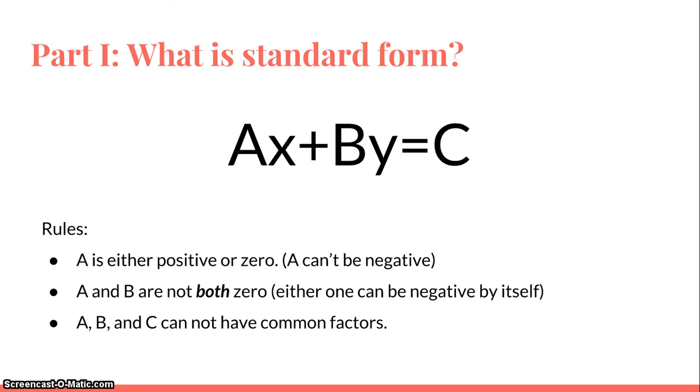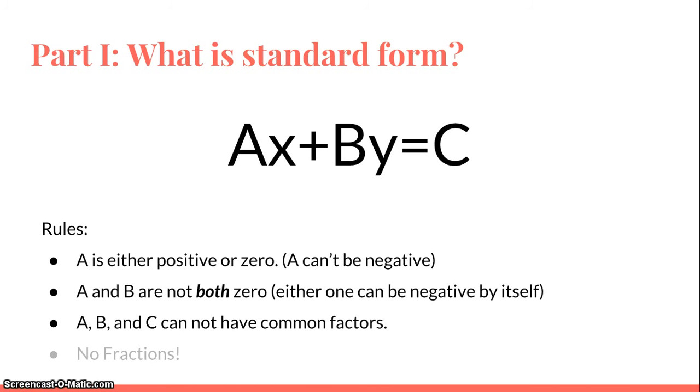A, B, and C cannot have common factors. So for example, A is 6, B is 8, and C is 10. You'll notice those are all even numbers. They're all divisible by 2, so we have to divide them all by 2 to get it simplified. Think about how fractions work, that we can't have a greatest common factor other than 1. The same thing applies here.